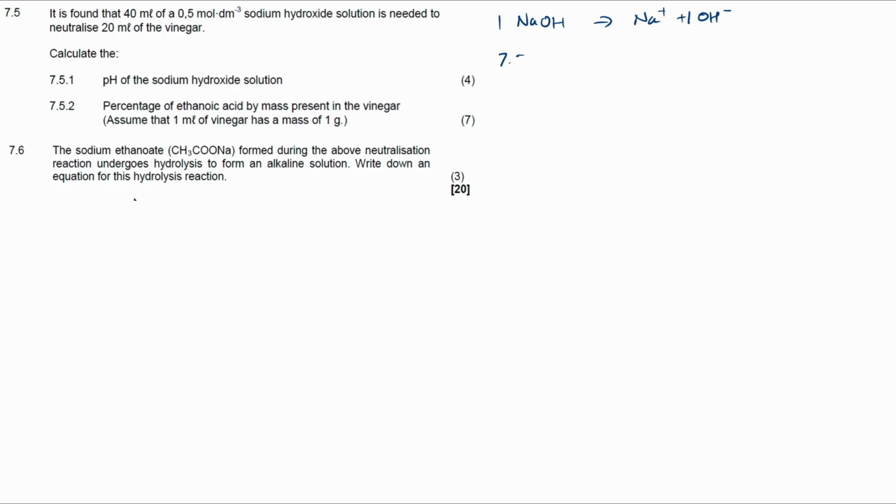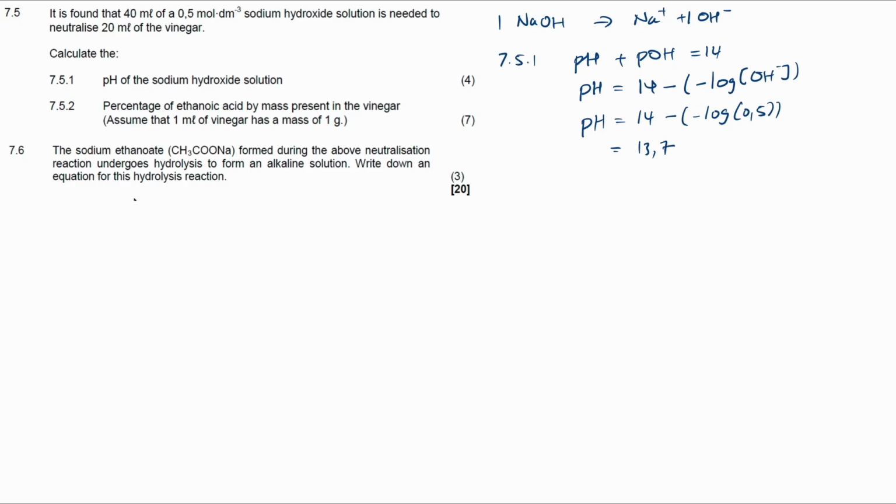Now in order to calculate the pH, pH plus pOH is going to equal 14. That means pH is going to equal 14 minus pOH, and pOH is minus log the concentration of OH minus, which we know is going to be the concentration of the NaOH. So pH is going to equal 14 minus log of 0,5, and that's going to give us an answer of 13,70.